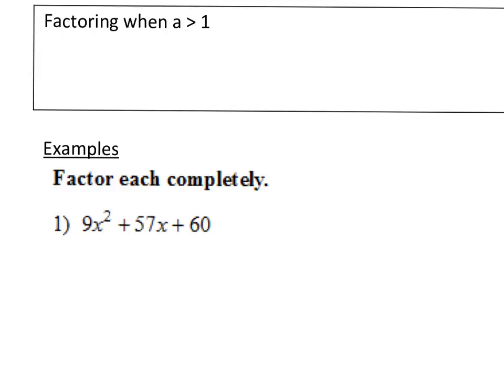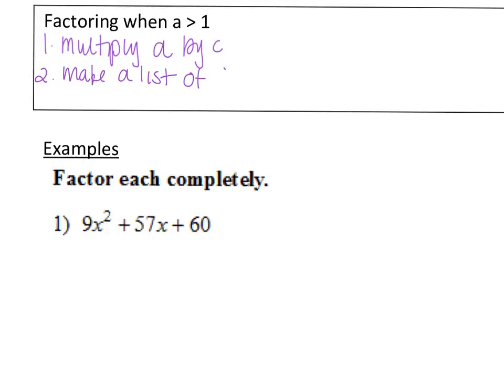The first step is you're going to want to multiply a by your c. So you're going to want to multiply your a, which is the coefficient of ax squared plus bx, by your c. When you have your a, it's going to be multiplied by c, and then that's how you're going to get your two binomials. Second, you're going to make a list of all the factors of a times c, and I'll show you what I mean.